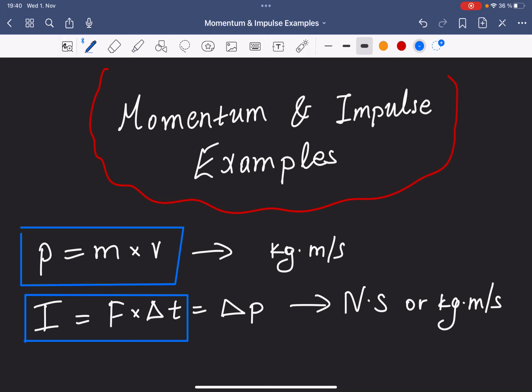Welcome to another video with Mr. M. In this video, we're going to be looking at some examples regarding momentum and impulse calculations.